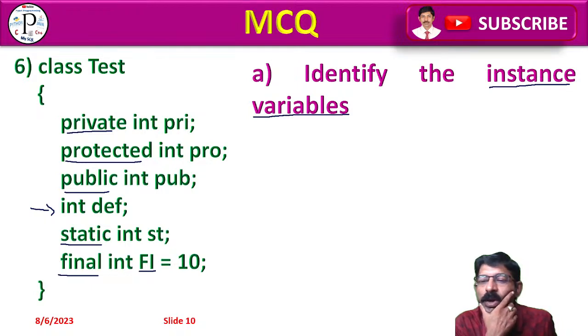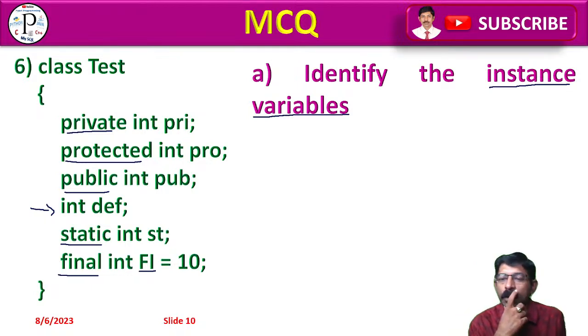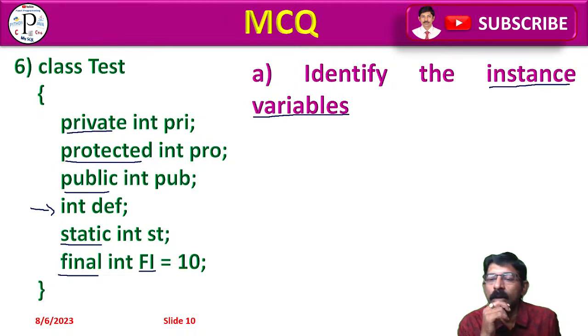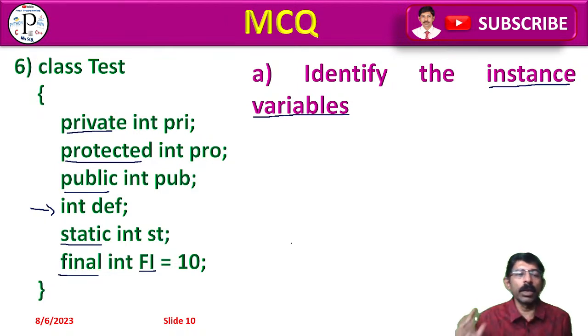Don't know about final, sir. Okay. No, final variables are not class variables. Final variables are called the constants whose value cannot be altered. Whose value cannot be altered.